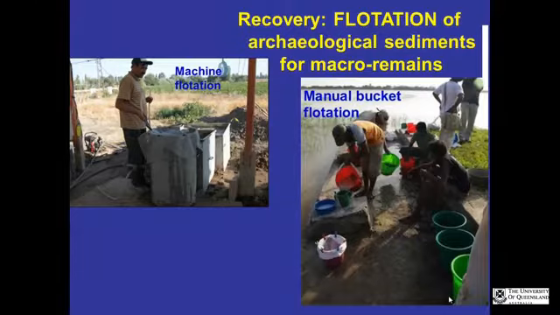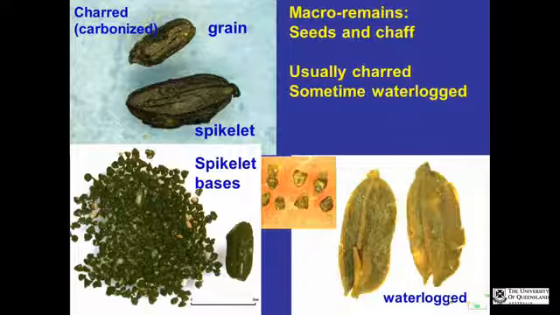So here's an example of a flotation machine. And then that material is caught on a fine mesh, and it goes back to the university laboratory, where we then sort through it and figure out what is in it. Now, 99% of it is wood charcoal, because, of course, people cook with wood. They burn wood, so lots of small fragments of wood. And in amongst all of that wood, you will find seeds, grains, and fragments of other bits of plants that we're interested in.